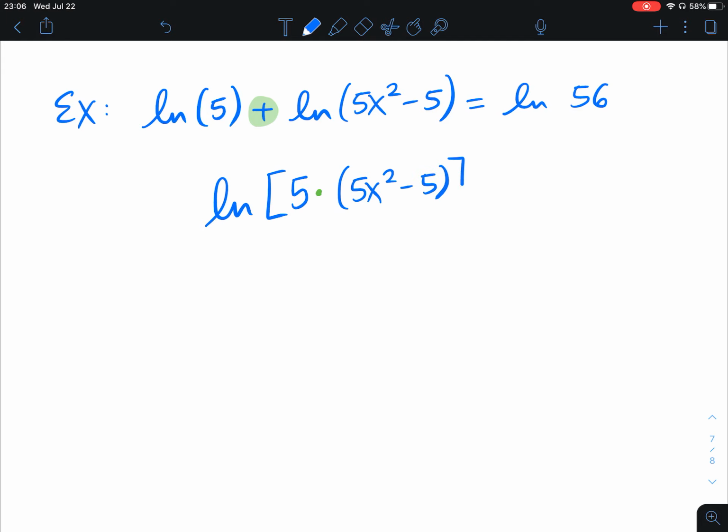And right away that helps the problem feel a little better because now we have log of something on the left equaling log of something on the right. Now, because both sides have the same type of log, it's a log base e or an ln, we can use e again to undo ln. And basically what that's going to do, I'll show the end result and then we'll show the in-between step, is the ln's will cancel. So we'll just have 5 times 5x squared minus 5 equals 56.